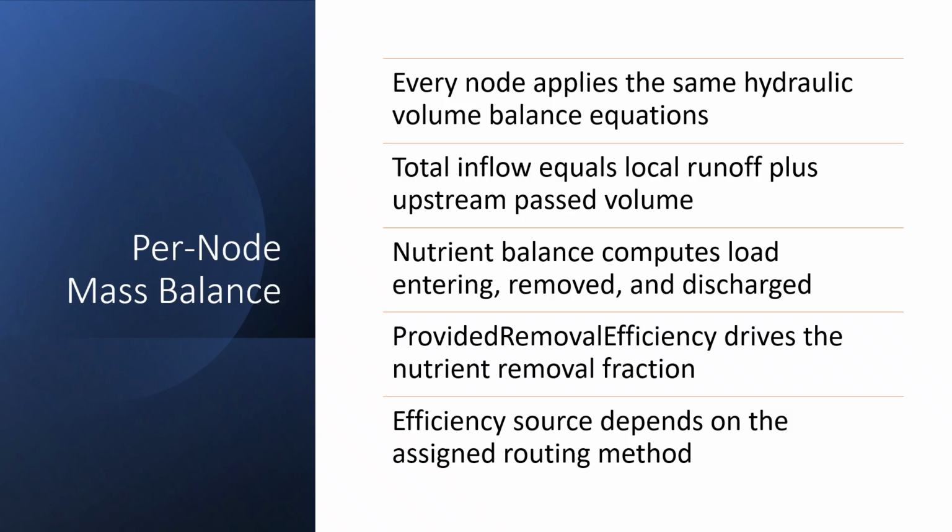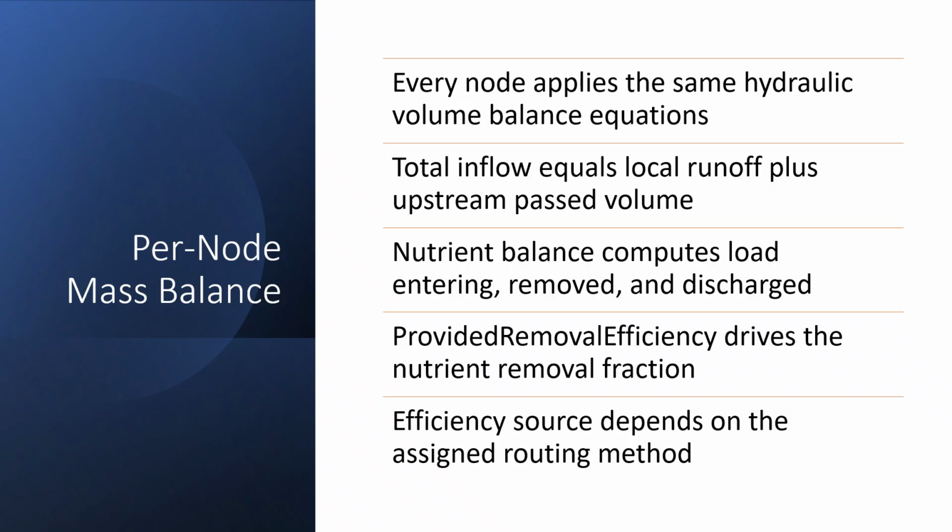For nutrients, the total load entering the BMP works the same way. It's the sum of the locally generated load and the discharged load from whatever node sits upstream. Once the total entering load is established, the fraction removed is determined by the provided removal efficiency value assigned to that node. How that efficiency value gets supplied is where the routing methods diverge.